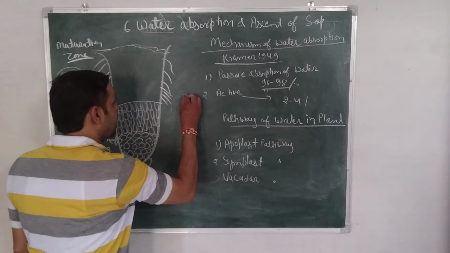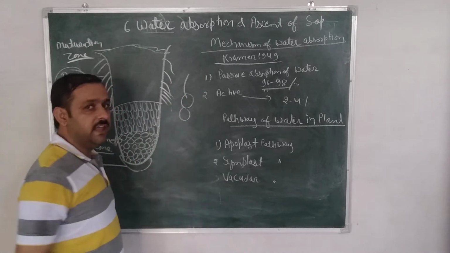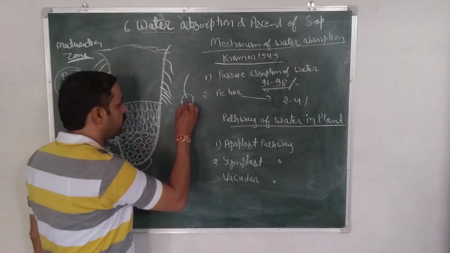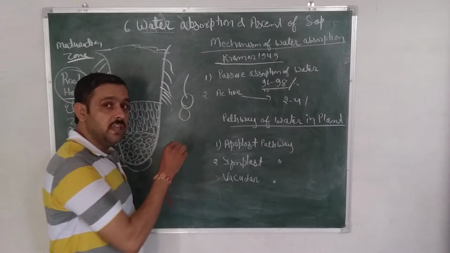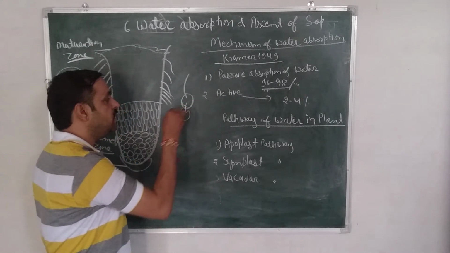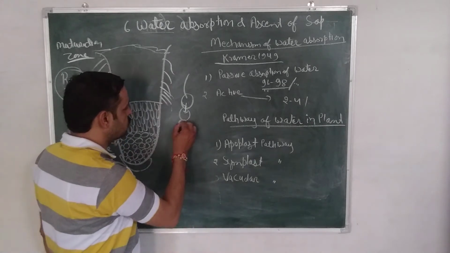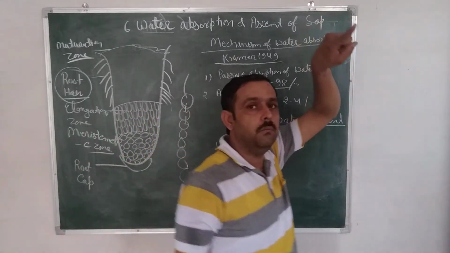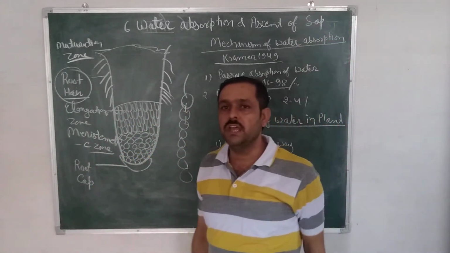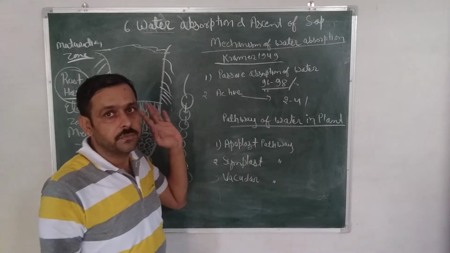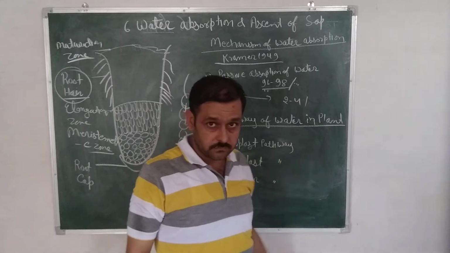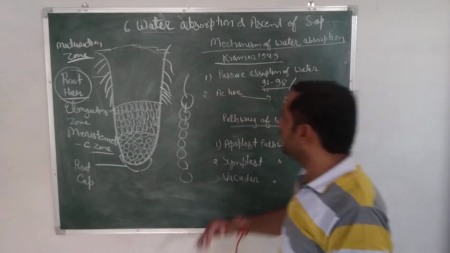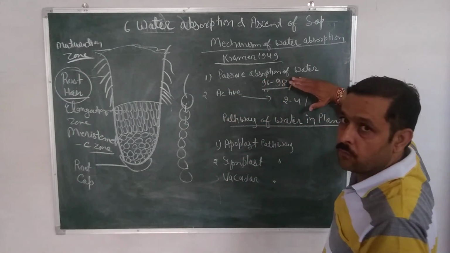Whenever a cell loses water, the concentration of this cell increases, and by osmotic pressure this cell fulfills its requirement of water from the nearby cell. This cell also takes from the next cell, so this continues from leaf to root. So a negative tension happens in the plant. Because of this tension, the plant absorbs water from far away. That is called passive absorption of water.